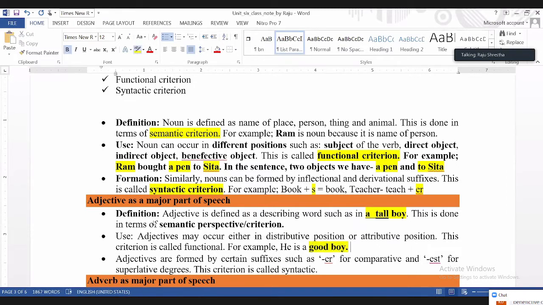Next one: he is happy. Here happy is also an adjective, but where does happy come now? This is after the auxiliary verb and it talks about the subject. This is the position of the adjective. One is called attributive position, the other is called predicative position.